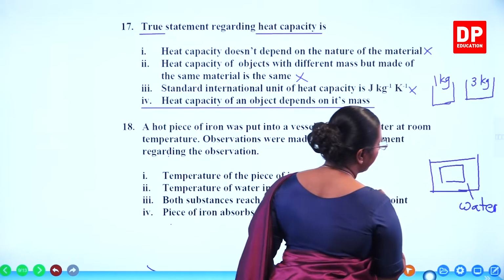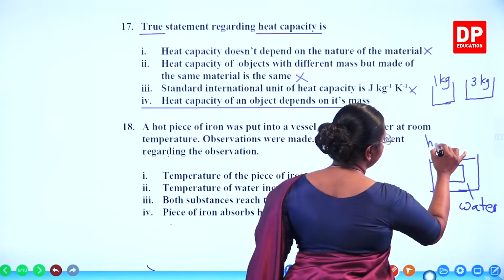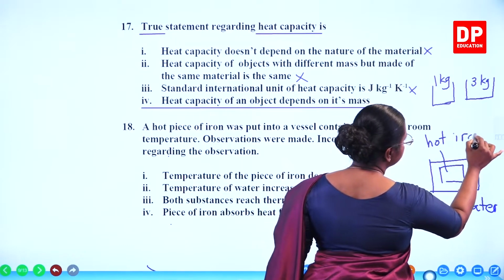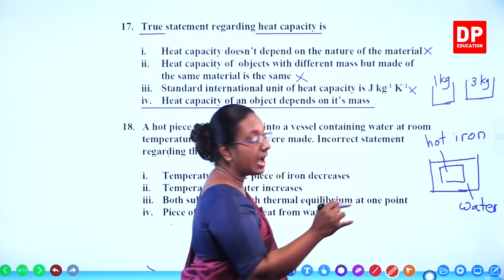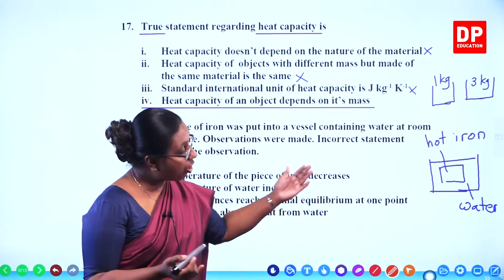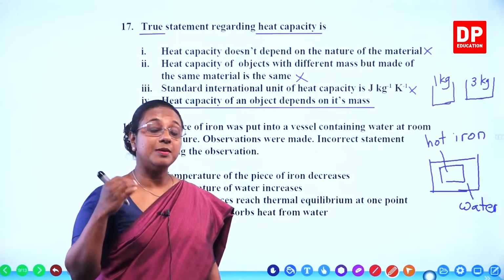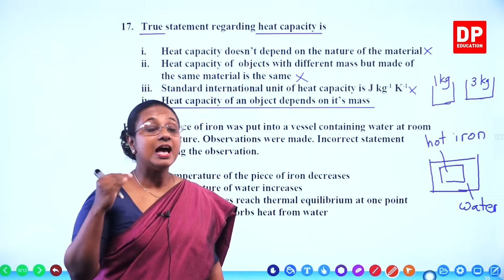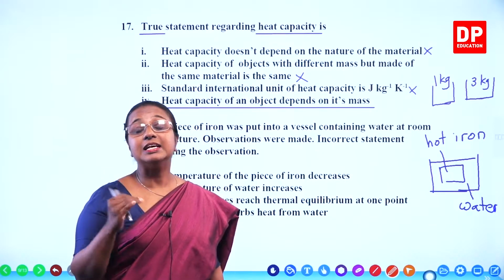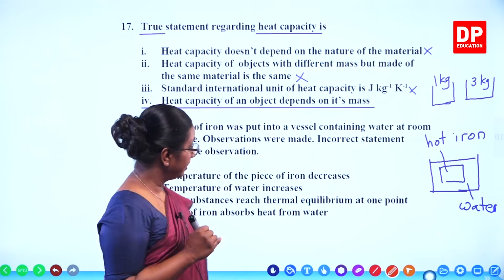You put a piece of hot iron. This is hot iron. What happens there? The iron loses heat. Water absorbs heat. So, the temperature of water increases until when? Until thermal equilibrium is reached.